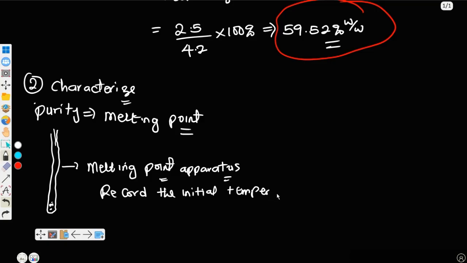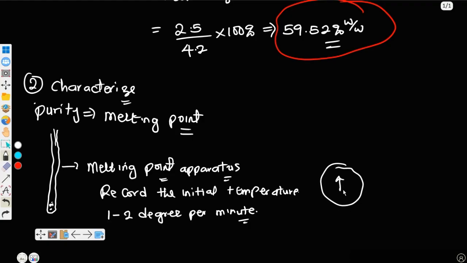Now, after that, you will start increasing the temperature at the rate of 1 to 2 degrees per minute. You increase the temperature at the rate of 1 to 2 degrees per minute. Now, as the temperature rises, let's say the temperature was initially at 25 degrees, then it's now rising to, let's say, 40.